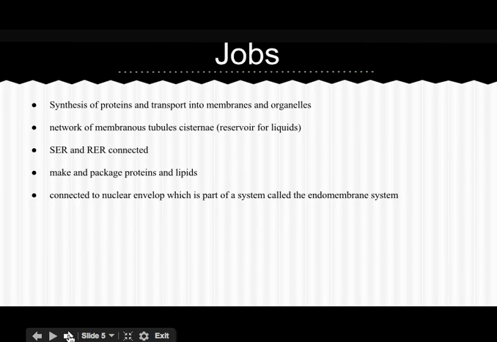Okay, so the job is the synthesis of proteins and then later transport into the membranes and organelles. The proteins that are synthesized in the rough ER are used either inside the cell or outside. Like Lucia said, it's a network of membranous tubules called cisternae. The smooth and rough endoplasmic reticulum are both connected, and the job of both is to make and package proteins and lipids.